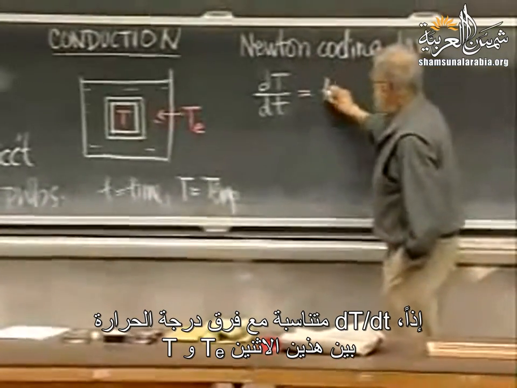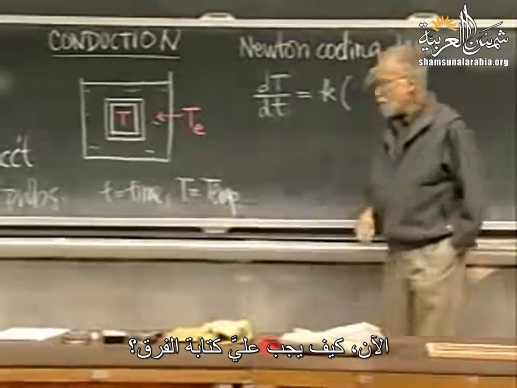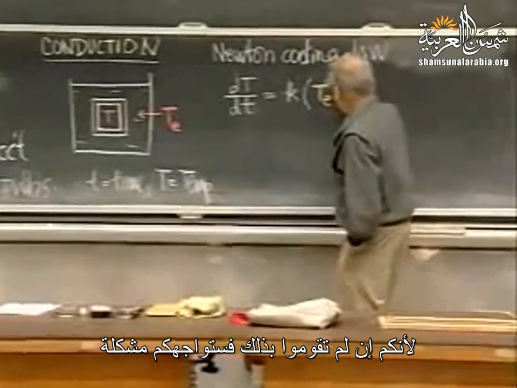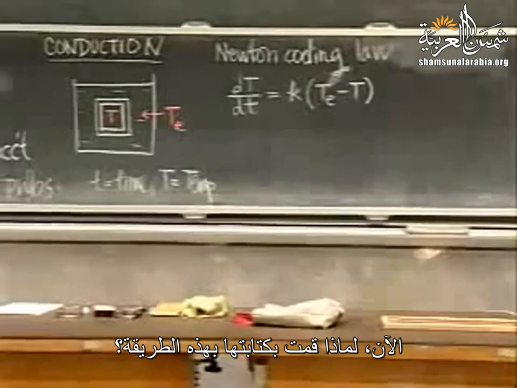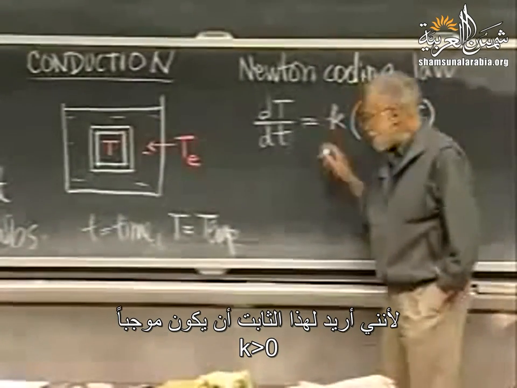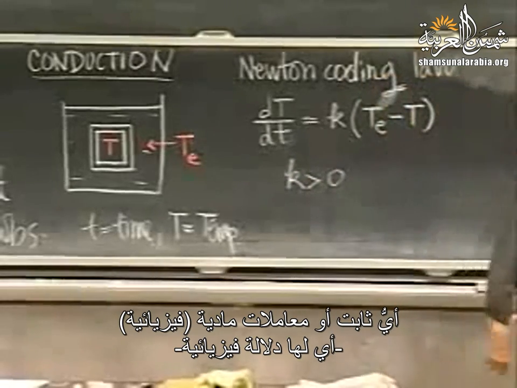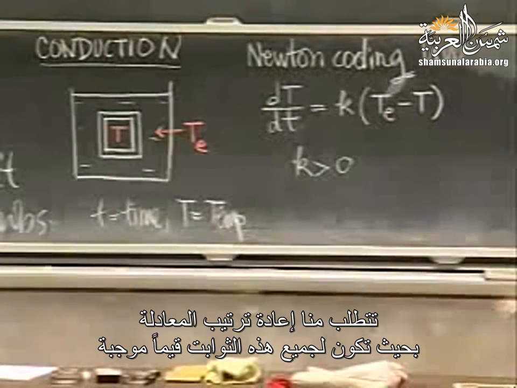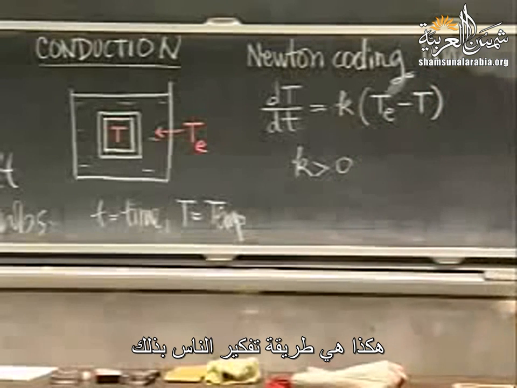So it's proportional to the temperature difference between these two. Now, how shall I write the difference? Write it this way, because if you don't, you'll be in trouble. Now, why do I write it that way? Well, I write it that way because I want this constant to be a positive constant. In general, any constants or parameters which have some physical significance, one always wants to arrange the equation so that they're positive numbers, the way people normally think of these things.